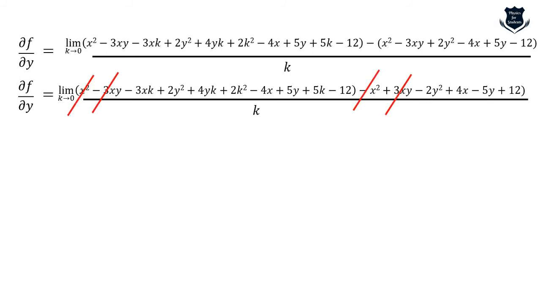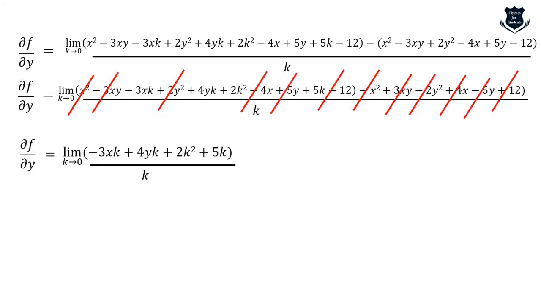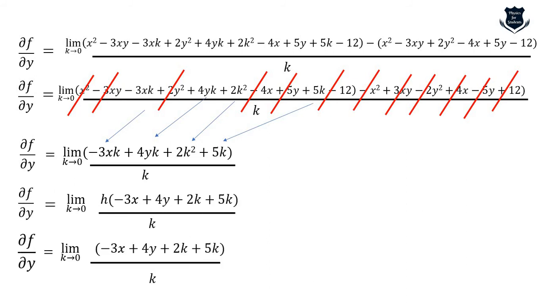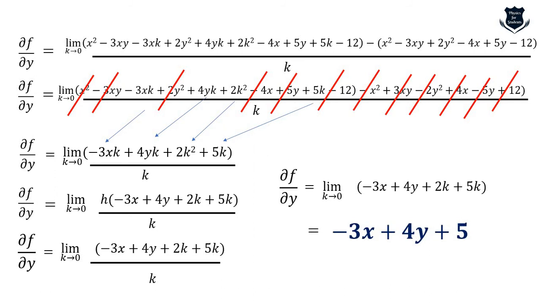Now I am eliminating the plus and minus signs, so the negative and the positive terms get cancelled off, and we are left with this. Then we go further, and I show in the blue arrow that whatever is in the numerator is being replaced, and then del f by del y equals this, and this is the final result. So it is minus 3x plus 4y plus 5, as the limit of h tending towards 0, I have replaced this h with this value.